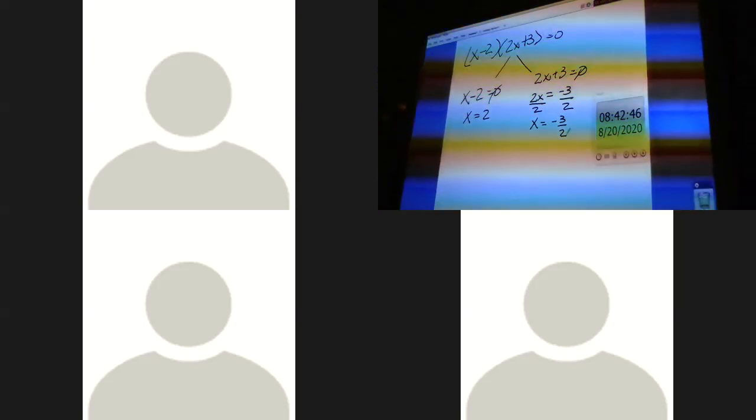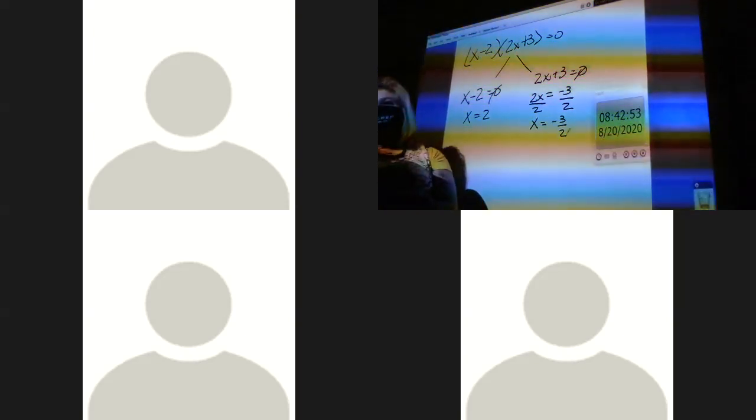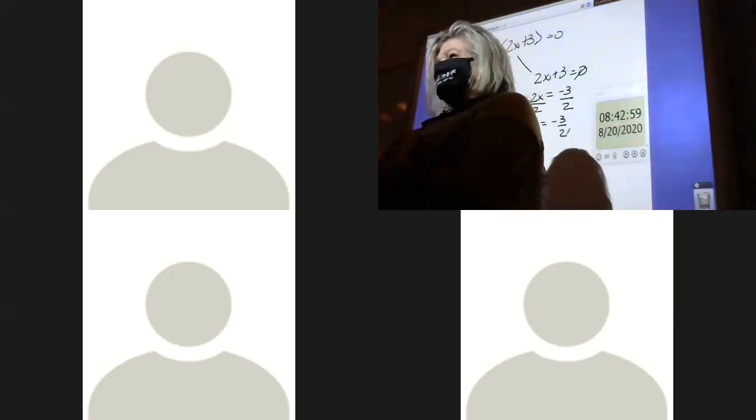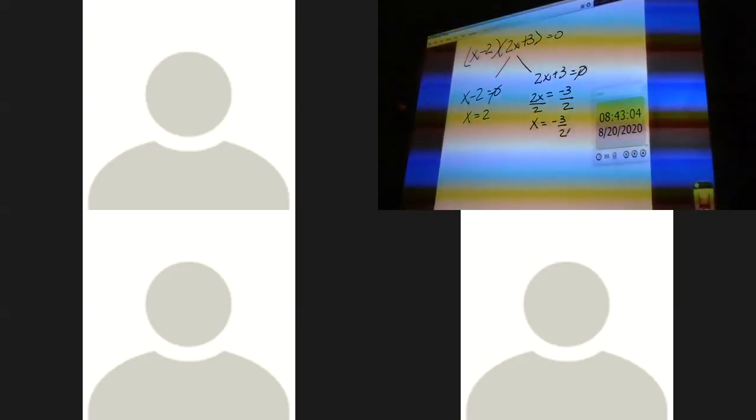That's easy. I have to go and check it. I have to plug it back in. There's another way: a calculator. A Desmos calculator. Yep. You have a graphing calculator. You could do a graph of it or use Desmos.